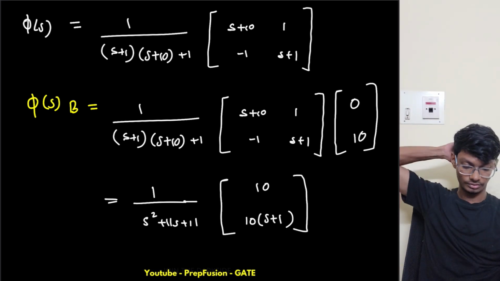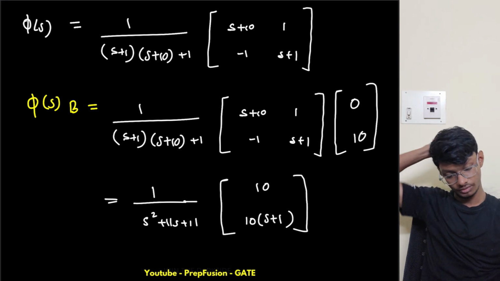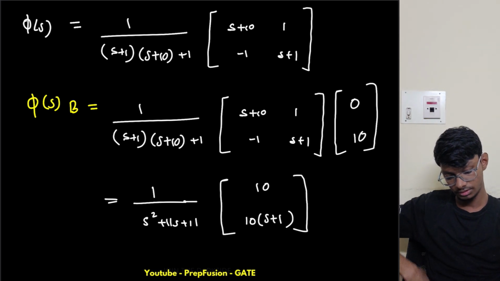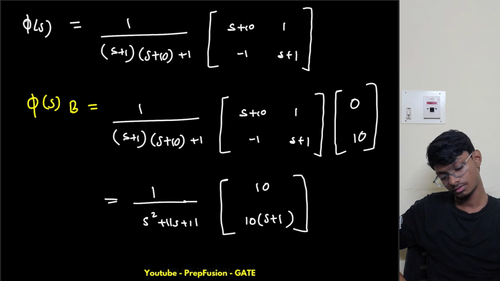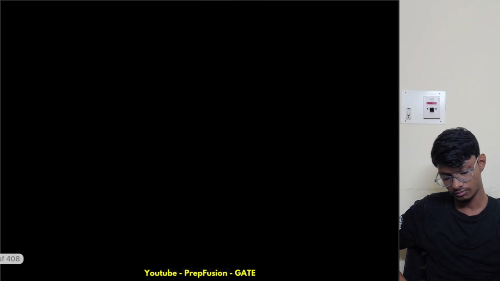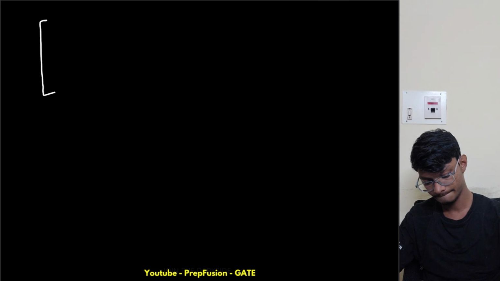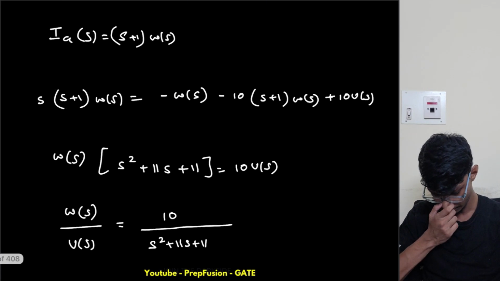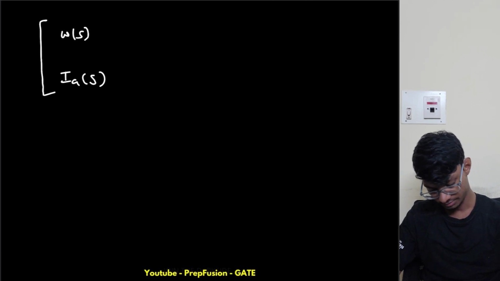So this is phi of s times B. Now I can write it directly in the equation. This one was my x of s matrix. What was my x of s matrix? First one was w of s, second one was Ia, armature current. Speed and armature current, basically. Yeah, Ia of s.